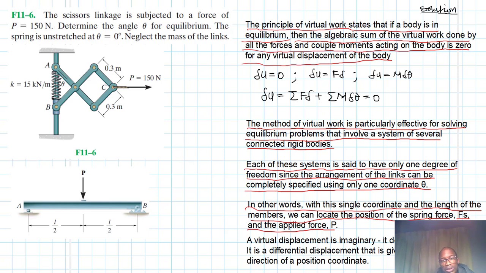And this particular virtual work that we are talking about is imaginary displacement. It's imaginary. It does not really happen. And we are going to be calculating it in our problems as a differential displacement that is given in the positive direction of a positive coordinate. So basically, this is about it on virtual work and virtual displacements. And these virtual displacements can either be translational in the X or Y, or they can be rotational.